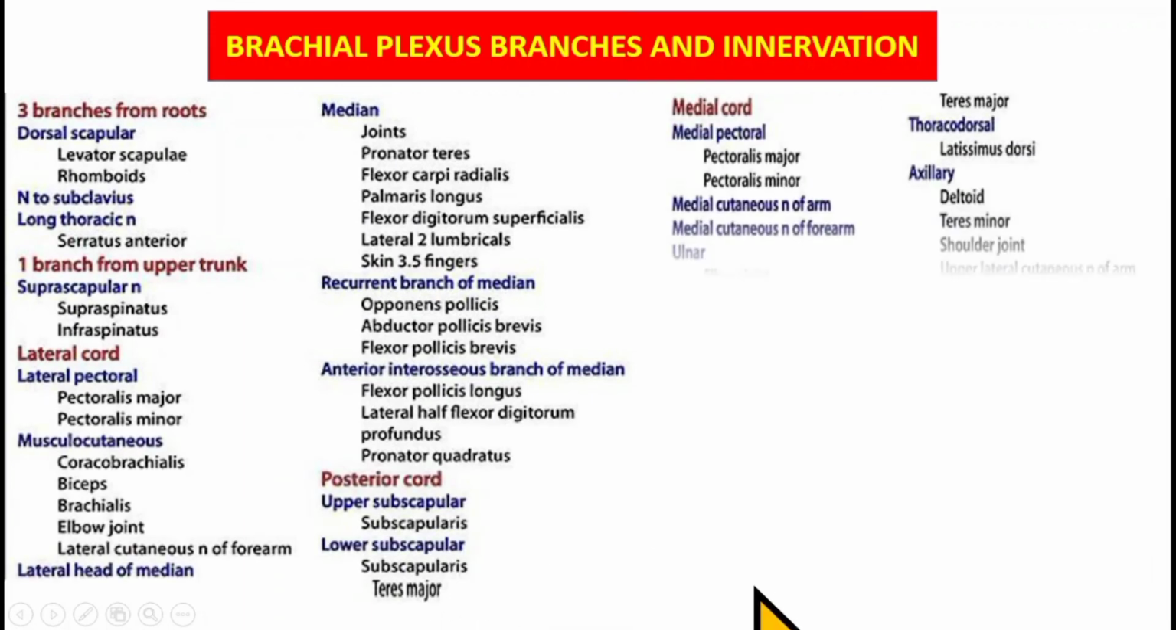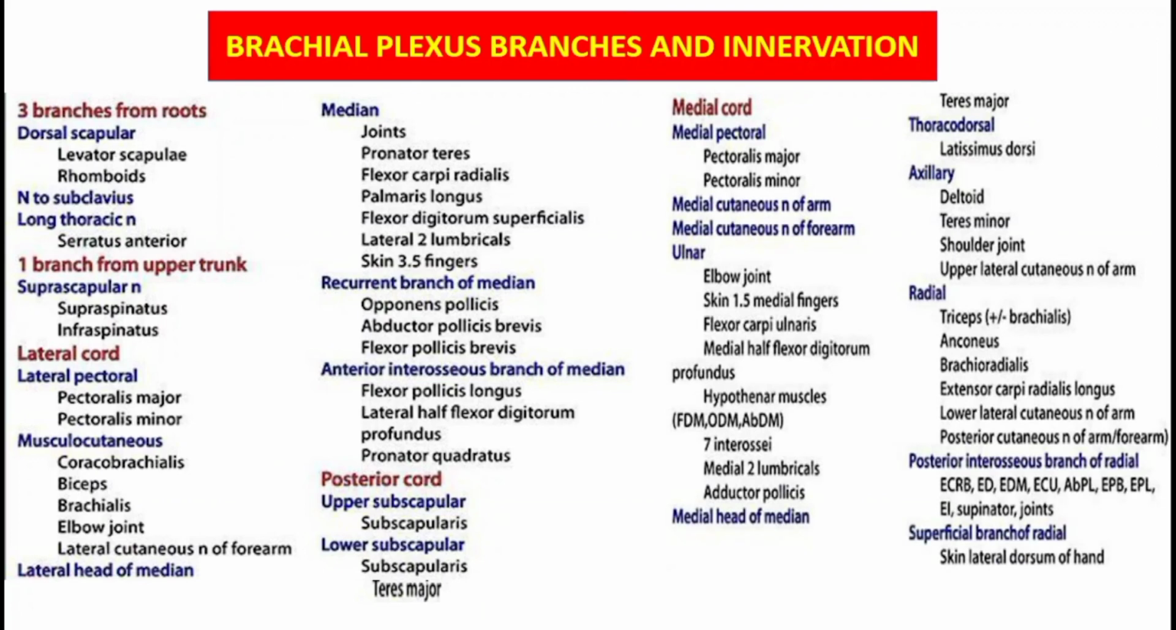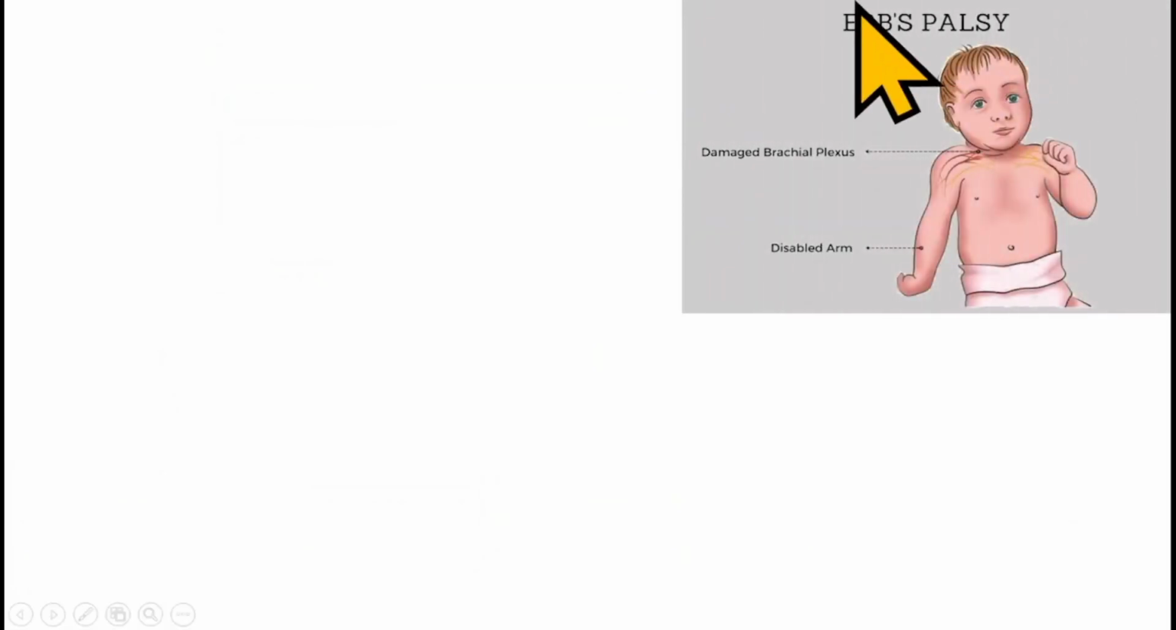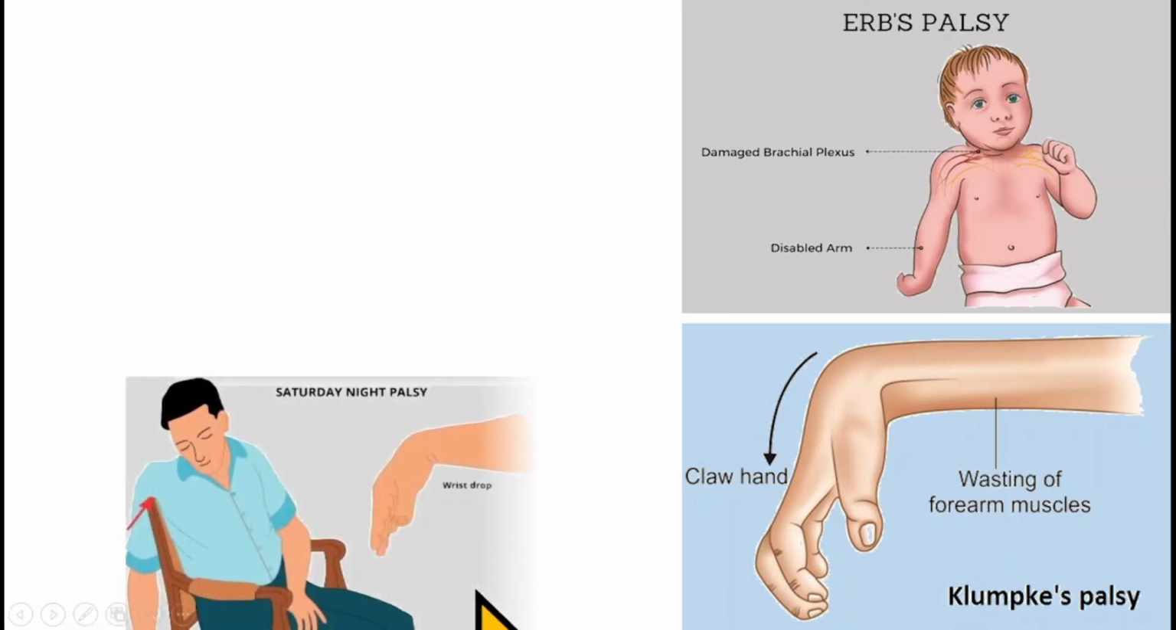And this is the table which will be very helpful to memorize the innervation throughout the upper limb, the branches and their innervation. And this is Erb's palsy, you can see here. Injury at the upper trunk gives a disabled arm, and this is the palsy condition, the waiter's tip palsy. Lower trunk injury gives Klumpke's palsy, and here is the saturday night palsy, or you can say the wrist drop.